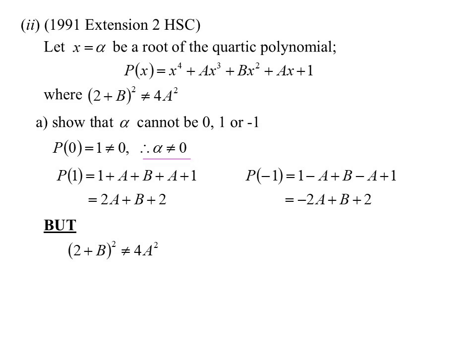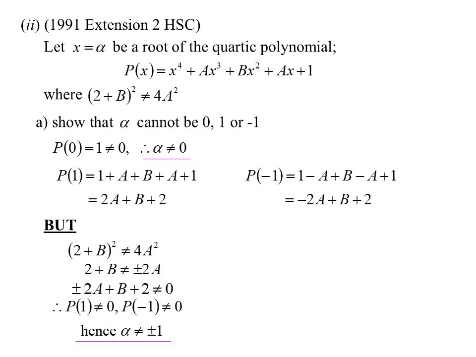We know 2 plus b squared cannot equal 4a squared. Therefore, 2 plus b cannot equal plus or minus 2a. Another way of saying that is plus or minus 2a plus b plus 2 cannot equal 0, and that's what we got for polynomial 1 and polynomial negative 1. So they can't equal 0. That means our roots can't be either plus or minus 1.